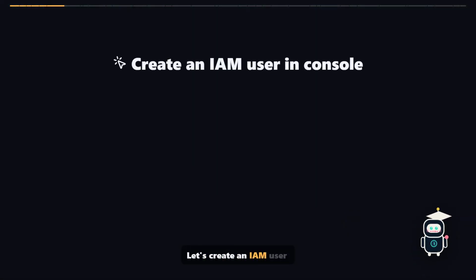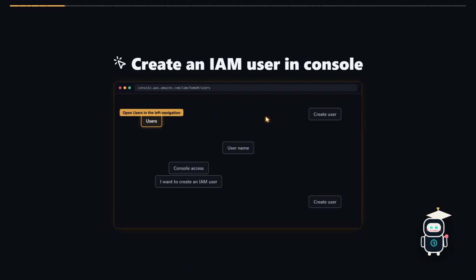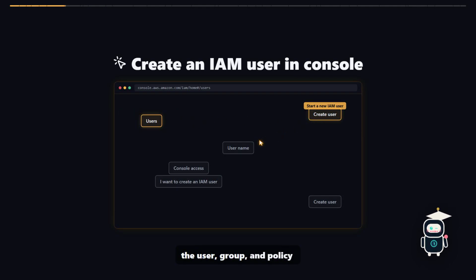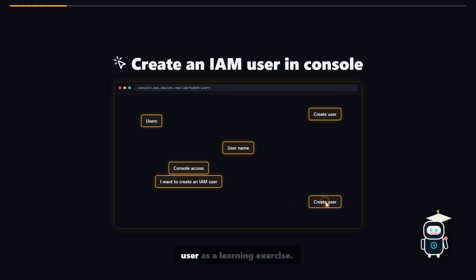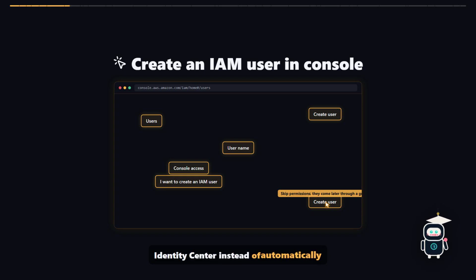Let's create an IAM user so you can see how the user, group, and policy model works. One important warning first. We're creating this IAM user as a learning exercise. For workforce access in a modern organization, you should also evaluate federation through AWS IAM Identity Center, instead of automatically creating long-lived IAM users for every employee.